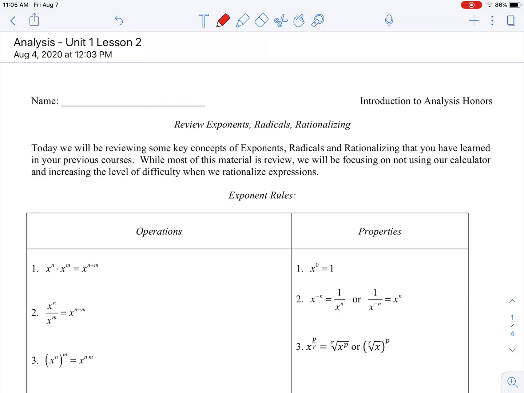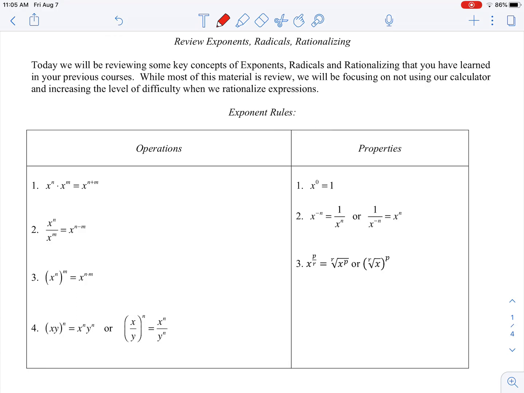Okay, everybody, so today we will be reviewing some key concepts of exponents, radicals, and rationalizing that you've learned in your previous courses. While most of this material is review, we will be focusing on not using our calculator and increasing the level of difficulty when we rationalize expressions. I just want to quickly review our exponent rules.